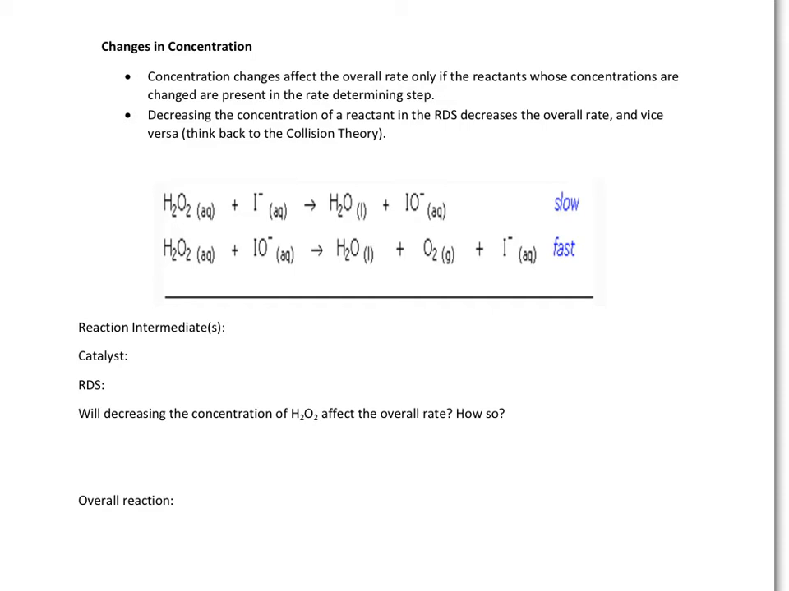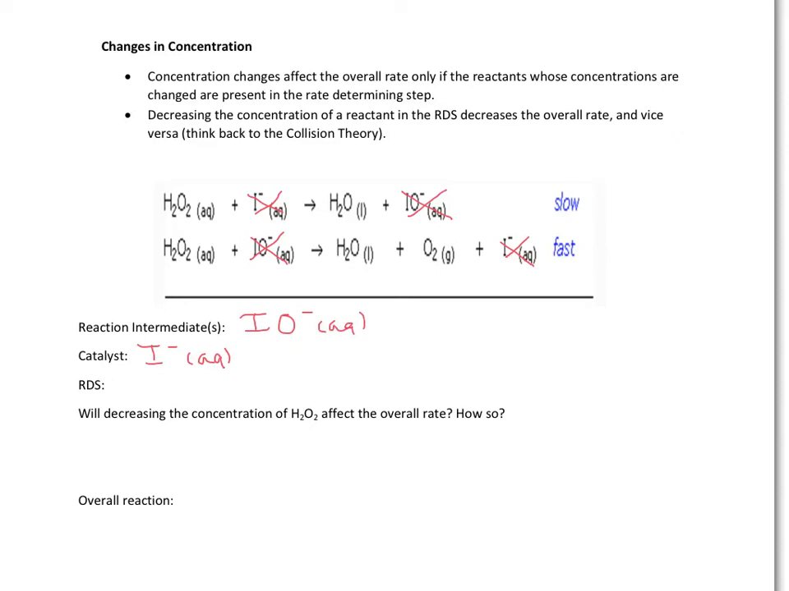Let's look at an example. We have a reaction mechanism where we have two elementary processes. What can we cancel out? The first thing we can cancel out is I negative aqueous. It's a reactant and then it becomes a product. That's the definition of a catalyst. We can also cancel out IO negative aqueous. It's a product and then a reactant. That's the definition of a reaction intermediate.